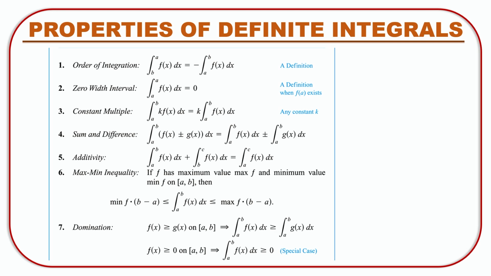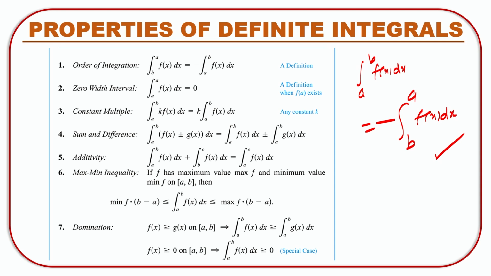So, order of integration. If you have the integral from a to b of f of x dx, and you want to change the order, from lower limit to upper limit and upper limit to lower limit, that means I am going to interchange the limits, right? You can do this with the opposite sign. So the integral from a to b of f(x) dx is going to be minus the integral from b to a of f(x) dx, right? So that is one thing.